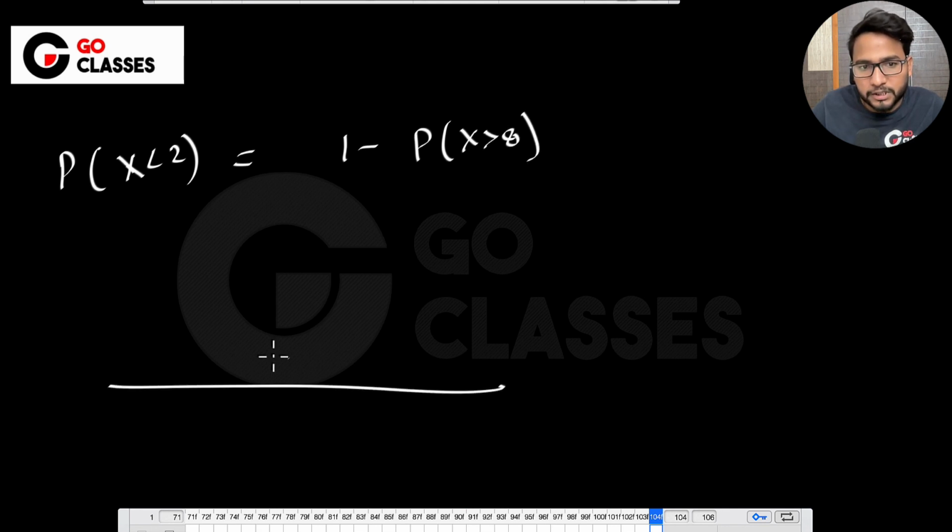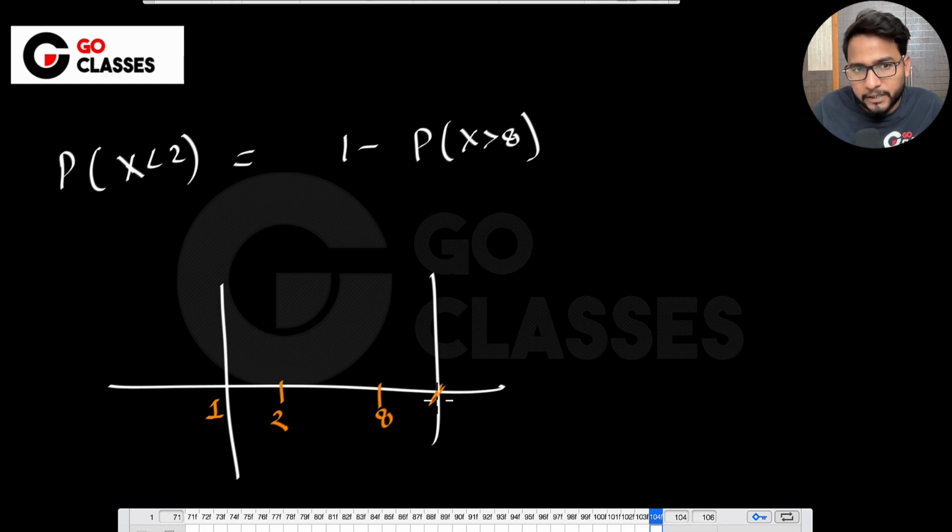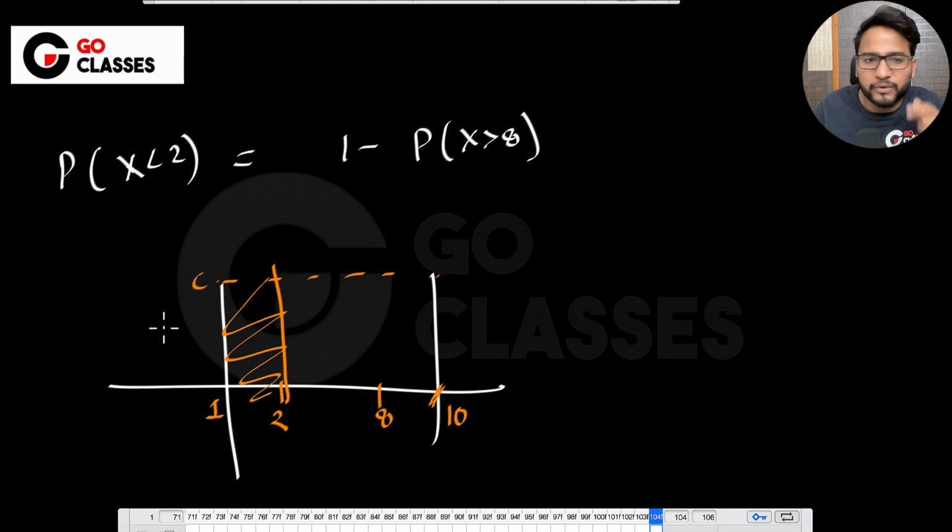Let's check. See, for the uniform random variable, this is 1, this is 2, this is 8, and this is 10. So the probability of x less than 2 means this interval, whatever the value of this constant, maybe it is c. We can calculate the value of the constant. I think it should be 1 upon 10 minus 1, which is 9, so 1 upon 9, so that the whole area is 1. But anyway, let's just keep it c. So this probability of x less than 2 is basically 1 into c.